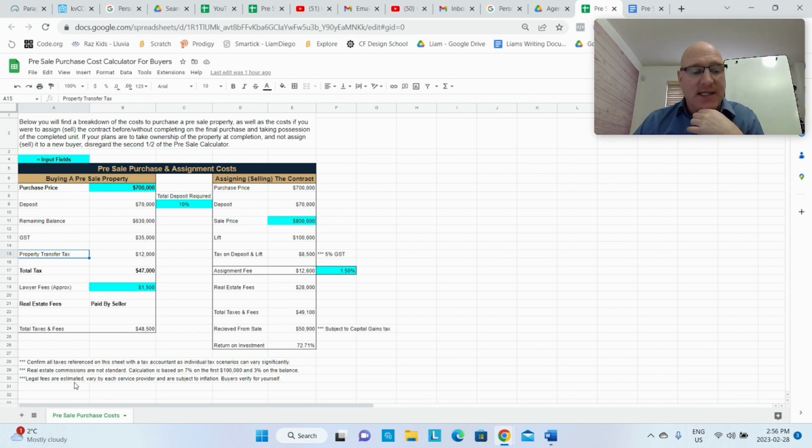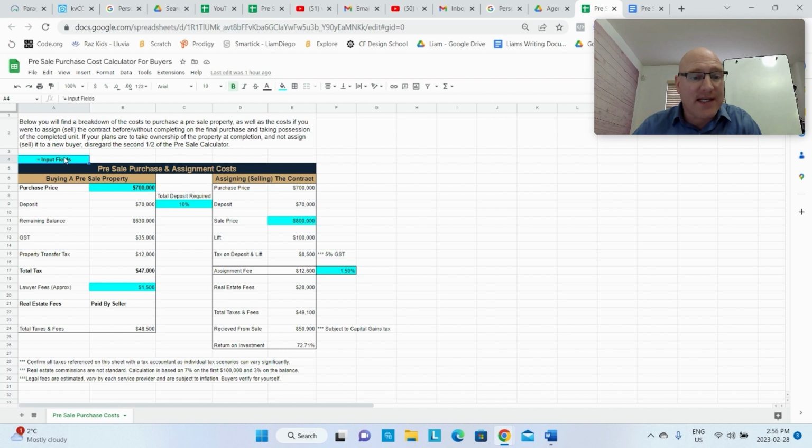And then at the bottom, it says legal fees are estimated, vary by each service provider, and are subject to inflation. Buyers verify for yourself. Yes, so there's an area where we're putting in the lawyer fees here that can change. It's not necessarily going to be that, but that's kind of a good ballpark. So anyway, let me show you how easy this is to use.